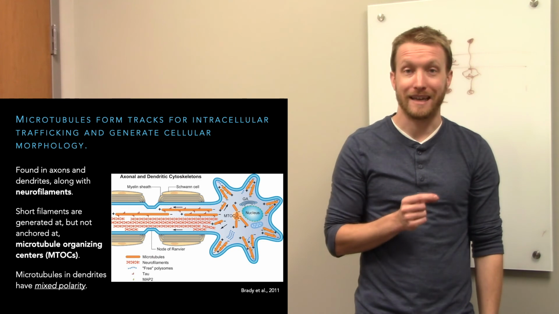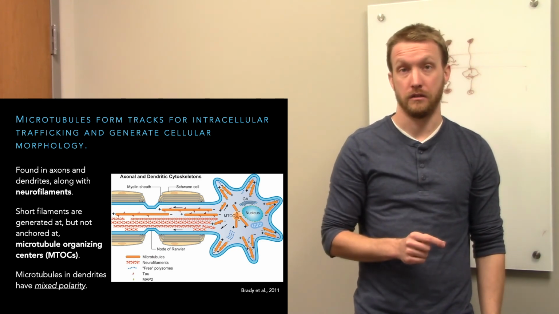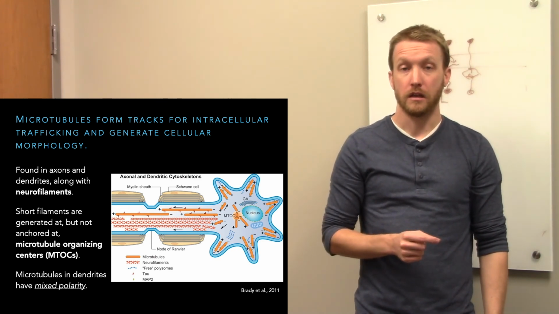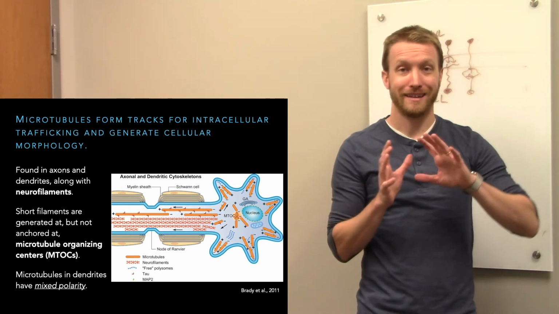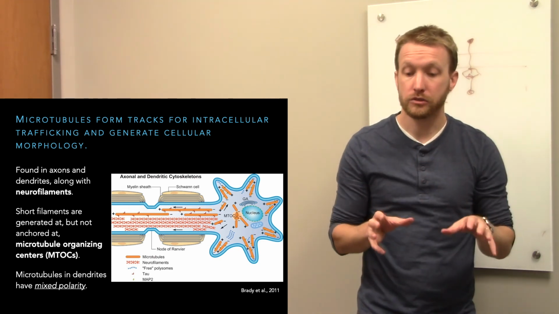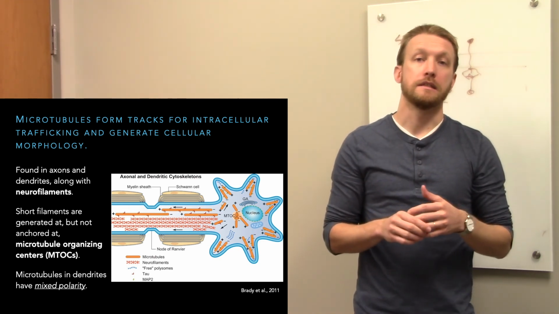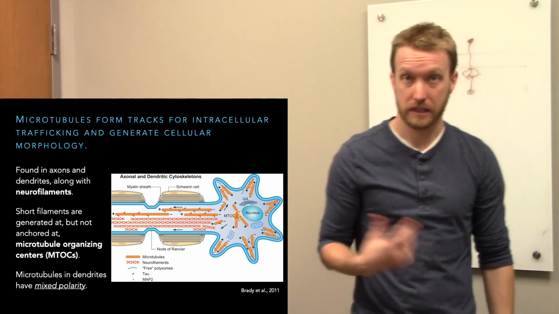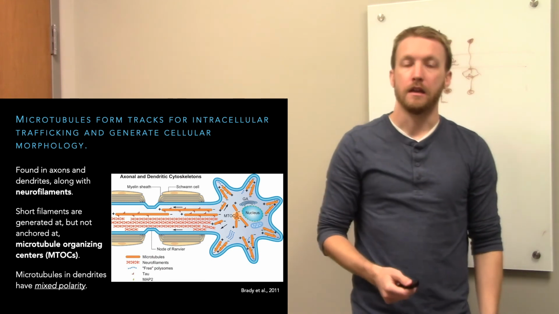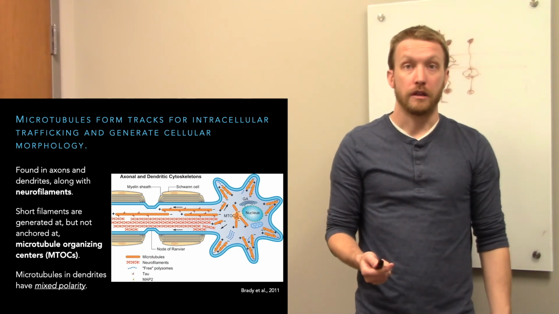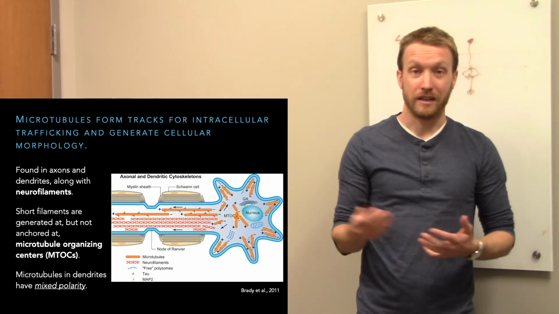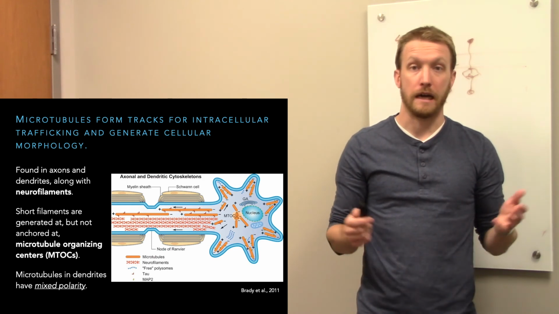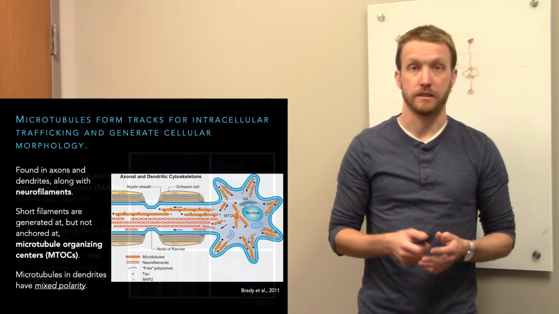Another unique aspect is the mixed polarity we find in dendrites. In every other cell, plus end goes toward the periphery, and this is true for axons. In dendrites, though, plus can go away and plus goes towards the center. That's the mixed polarity there. If you're wondering how they know how to find the right direction in dendrites, I have no idea. That's still a mystery.